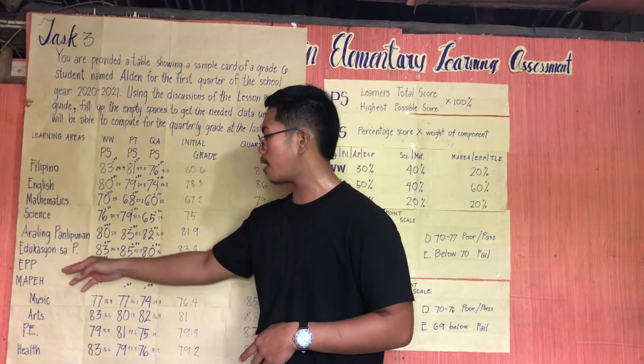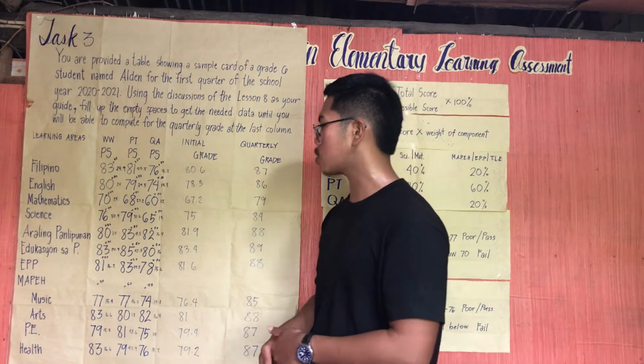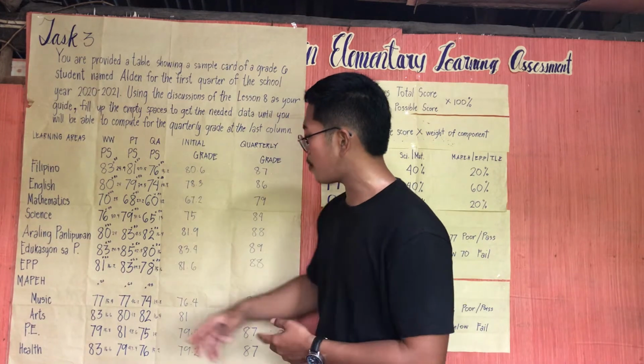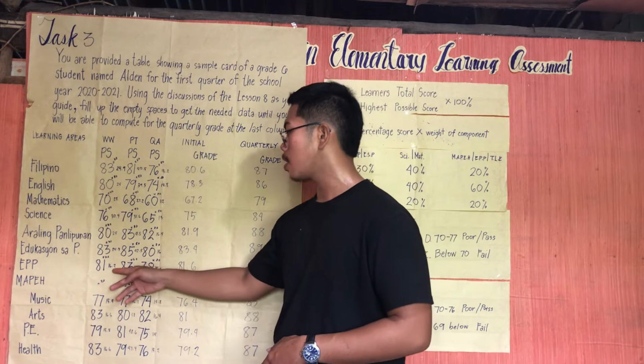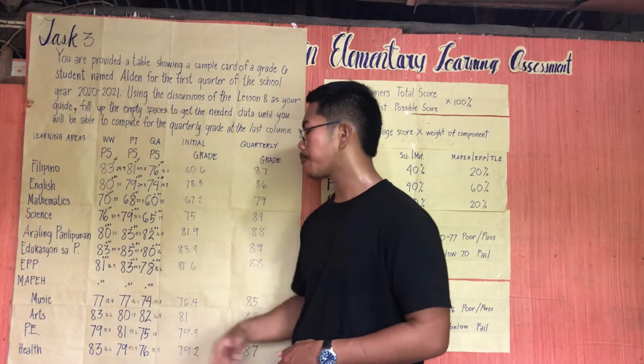And we also have the another subject, EPP. The given percentage score of written works is 81, and we multiply it by 20 because it is the corresponding weight of component of the subject, EPP. And we came out the answer of 16.2.